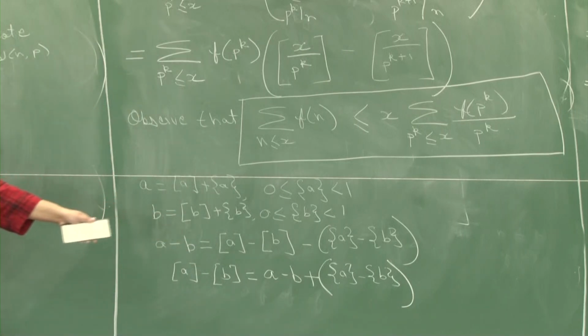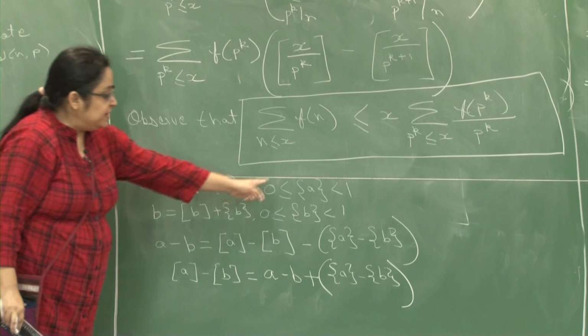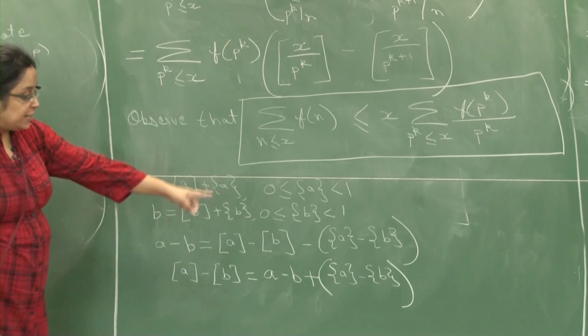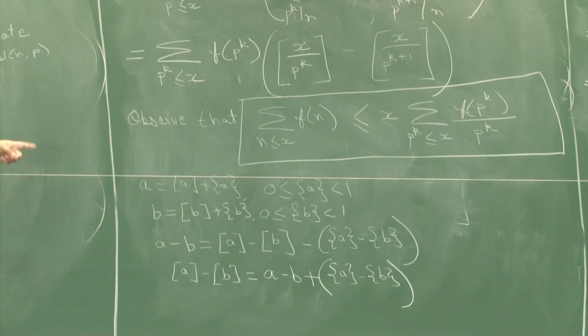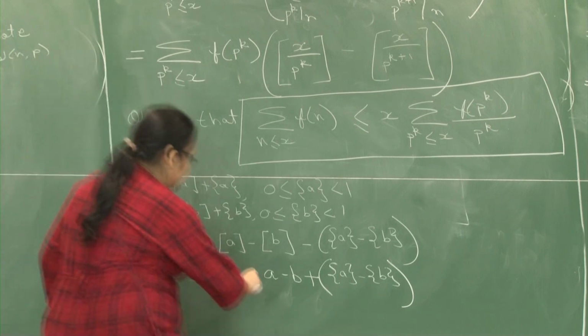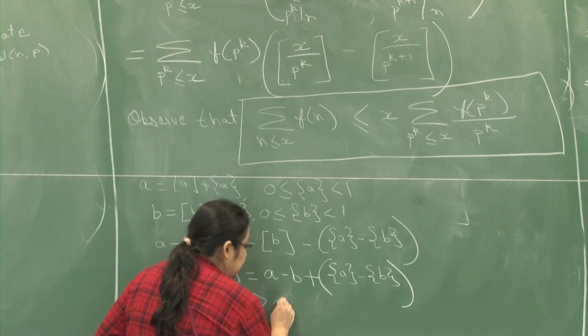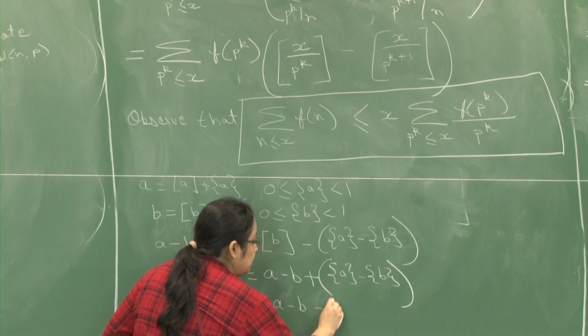So far so good. Now, the fractional part of A lies between 0 and 1, and the negative of the fractional part of B lies between minus 1 and 0. So, what can you say about the fractional part of A minus the fractional part of B? This would be greater than minus 1 and strictly less than 1. So, at any rate, this is certainly greater than A minus B minus 1.